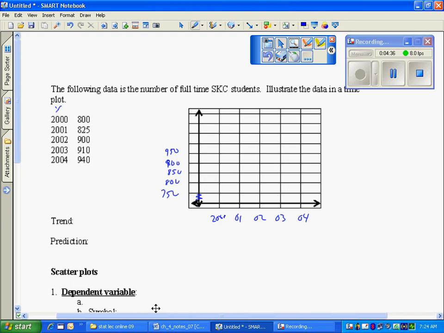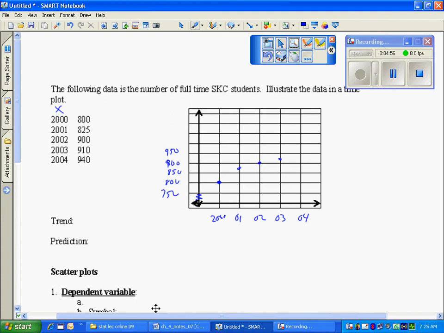Plotting this, this would be my x. It's my independent variable, so it is my x-axis. So I'm going from 2000 up to 800, and I just place a dot there locating that point. 2001, I made it 825. 2002 at 900. 2003 is 910.